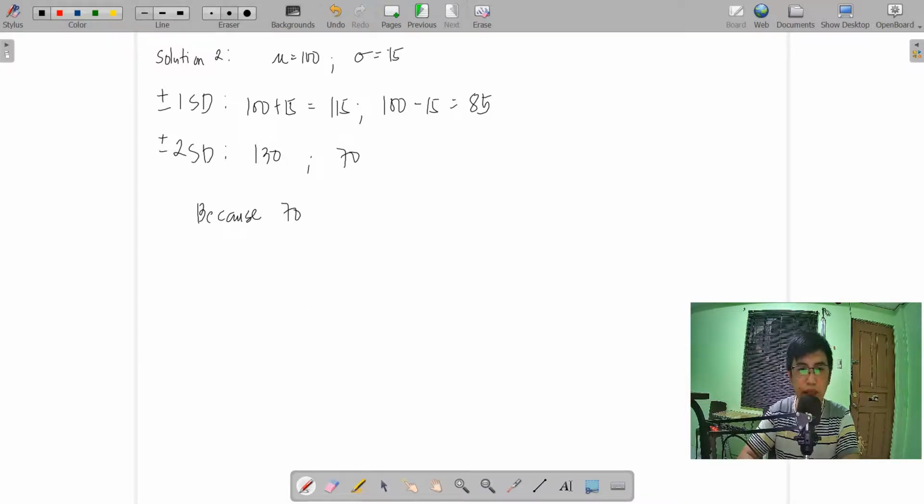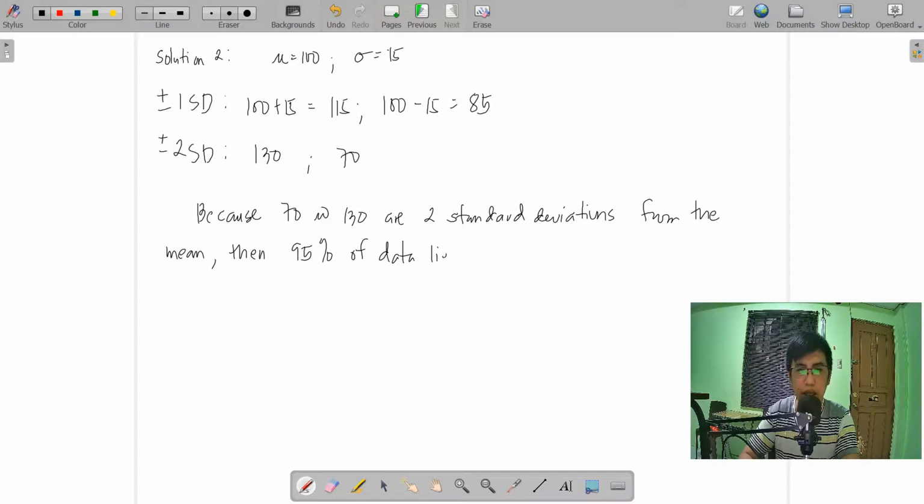So we can conclude that because 70 and 130 are two standard deviations from the mean, 95% of the data lie between 70 and 130. Okay, so that's it.